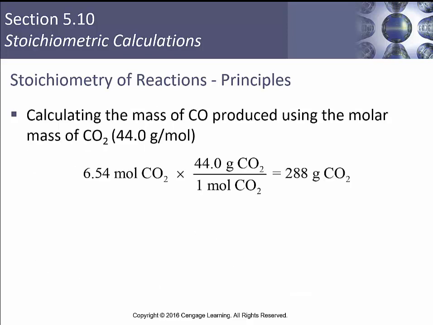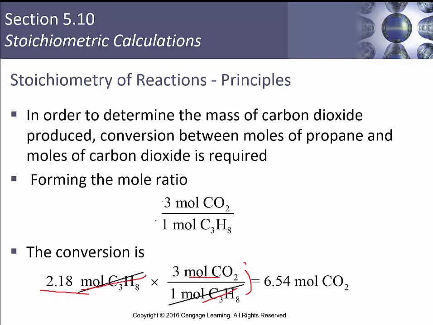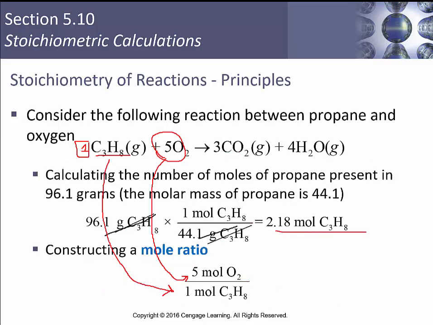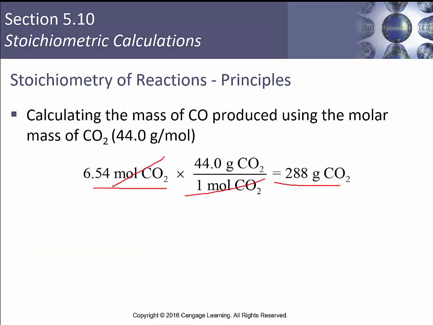Okay. If we want to convert that to mass, we'll take our 6.54 moles of CO2, multiply by the 44.0 grams of carbon dioxide per mole, moles of CO2 cancel out, 288 grams of CO2. So our very small amount of 96 grams of propane is going to be converted into 288 grams of carbon dioxide. So you end up sticking those oxygens on. It's a really heavy process.